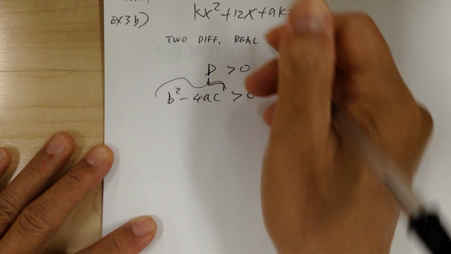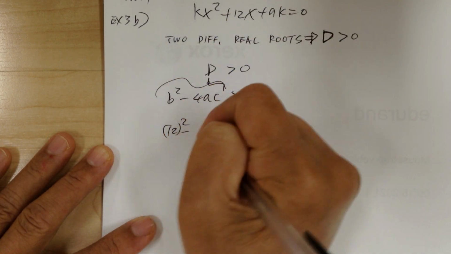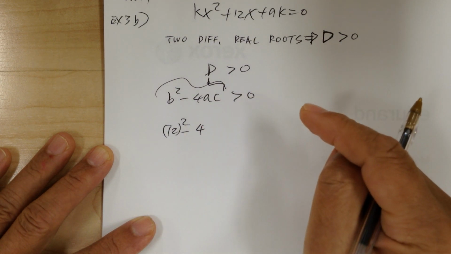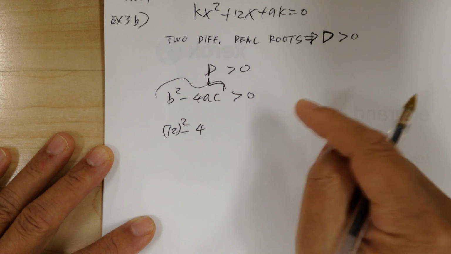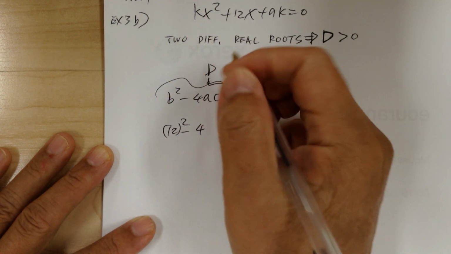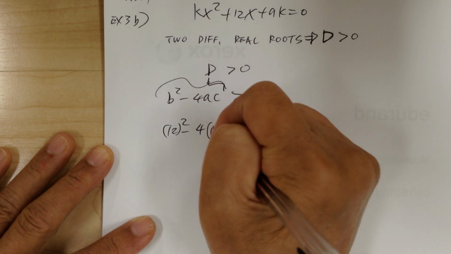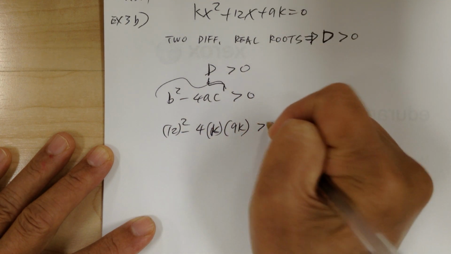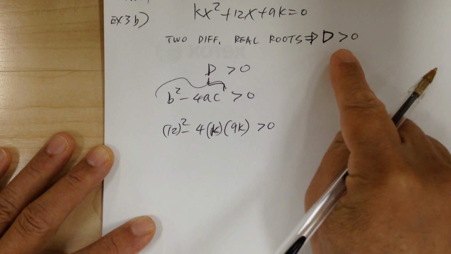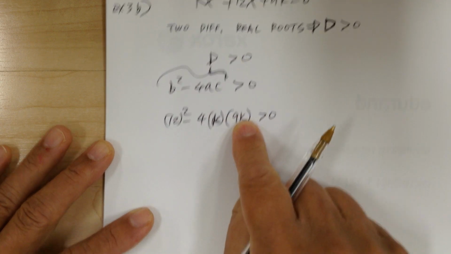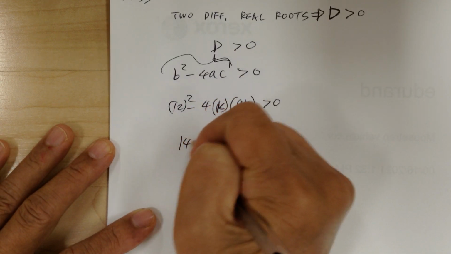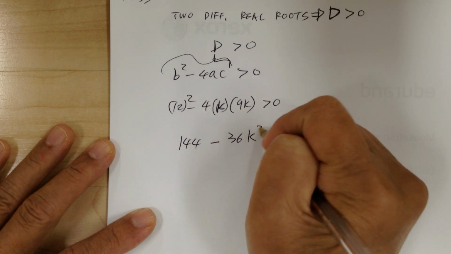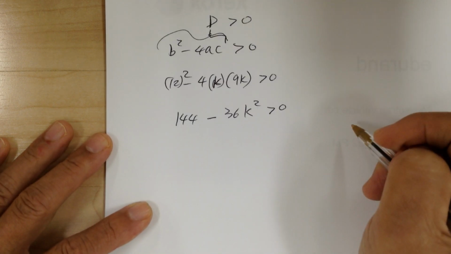So b is 12. Make sure you start with your formula and then just substitute whatever. And a is k, and c is 9k. And again, whenever you have an inequality, you must start with the inequality and then substitute. So you're going to get 144 minus 36k squared is greater than 0.